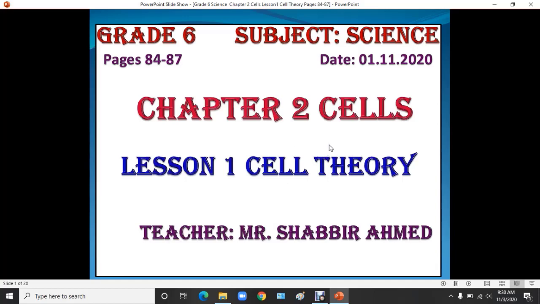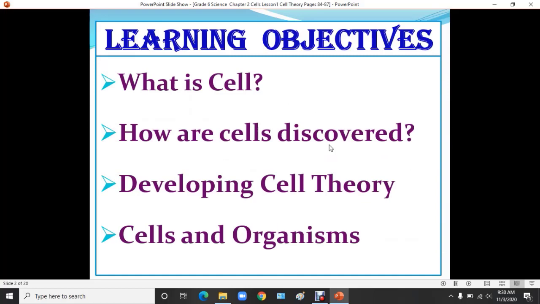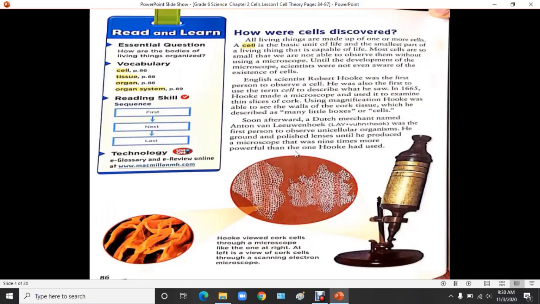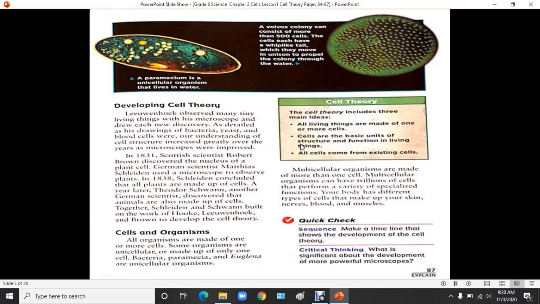Before starting the lesson, let's see the learning objectives of today's lesson. Dear boys, we are going to know about what is a cell, how cells were discovered, developing a cell theory, cells and organisms. These are the learning objectives of today's lesson. Now let's start our lesson from page 84. Firstly, we are going to talk about the cell and how cells were discovered.